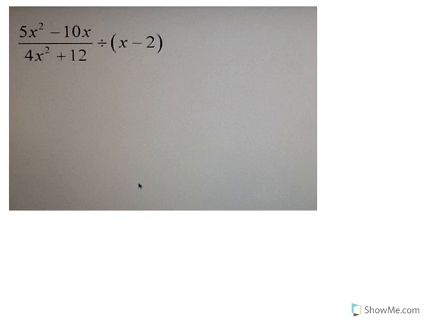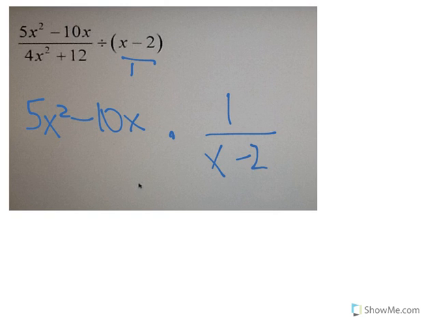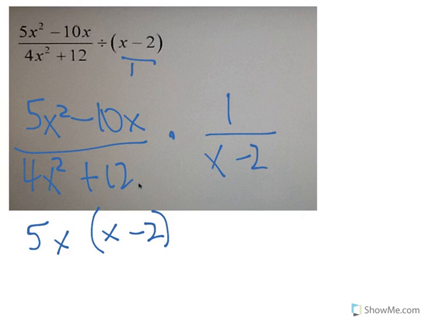This one's actually easier. But again, remember that this expression is over 1. So when you flip it, you're going to remember that this is 5x squared minus 10x. And then it's going to be times 1 over x minus 2. That's going to be all over 4x squared plus 12. So when we factor this out, it's going to be 5x on the outside here, and end up with x minus 2. Not worried about the 1, so I'm not going to have that in there.